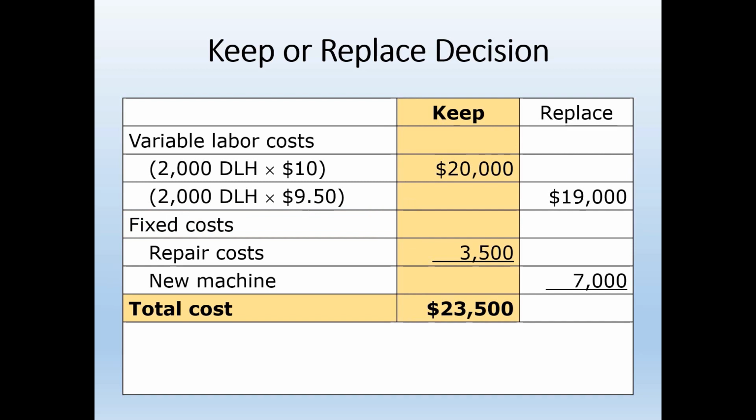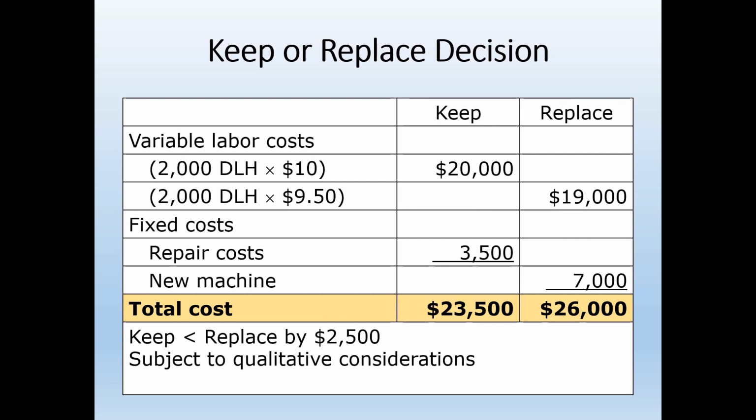When we add all of the costs to keep the old machine and compare it to all of the costs to replace it with a new machine, we find that the firm would save $2,500 by repairing and keeping the old machine. Subject to qualitative considerations.